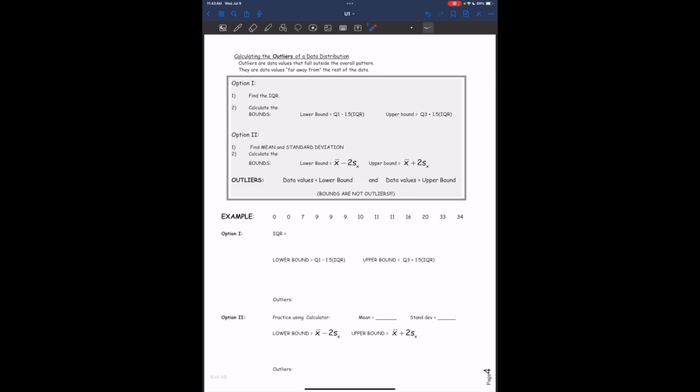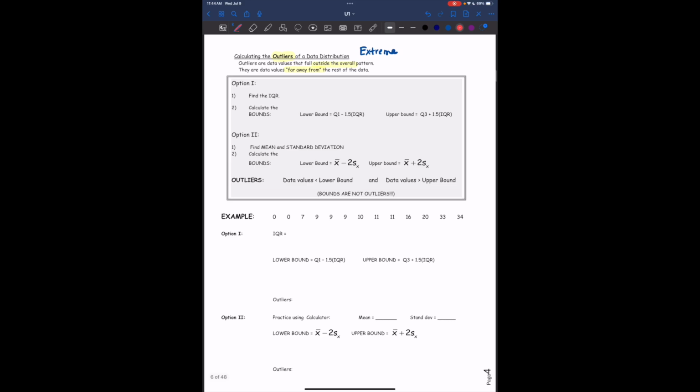Okay, so what is an outlier? An outlier is a value that is outside of an overall pattern. It's far away from the rest of the data. If you want to throw your own word on there, maybe put extreme, like it's not by everything else. And in order to tell if something's far away, there's kind of two trains of thought that we can be working with.